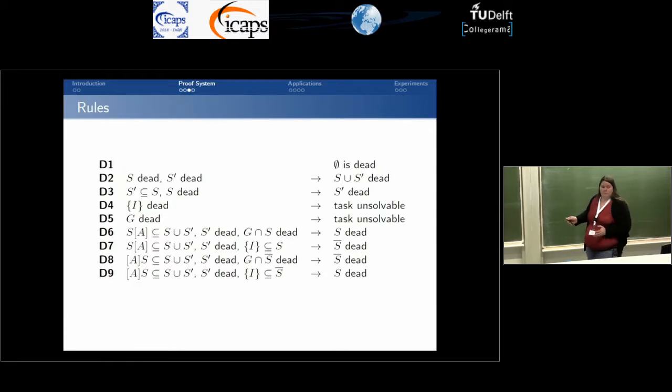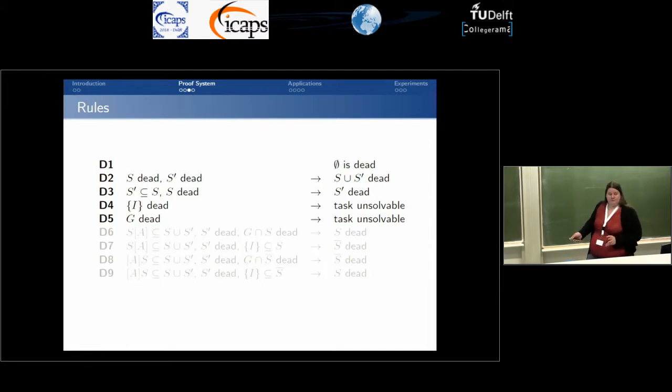Now, here is an overview of the most important rules in our proof system. I will not go through all of these. I will cover the first 5 because they are fairly simple. And rules D6 until D9 are basically the core of our proof system. They are used to show that new sets are dead. And I will just exemplify on D7 how those rules work because they are all quite similar. But first to the first 5 rules.